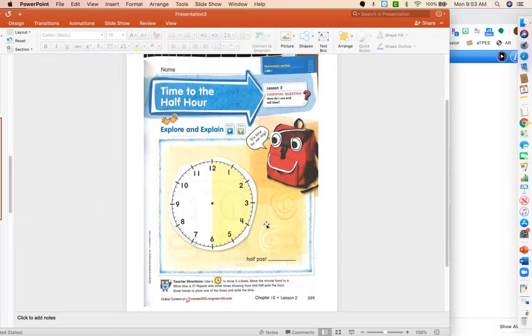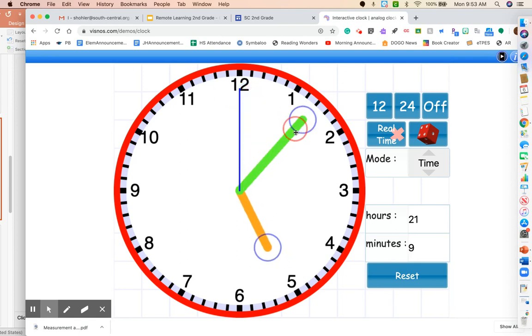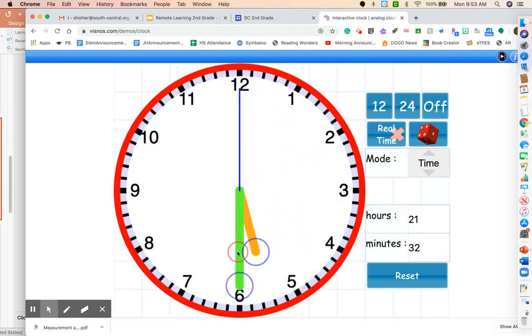Do you notice something when you're looking at your book on page 599? Do you notice that half of this... I sometimes pretend things are food because I like to eat pizza. So this looks like a big old piece of pizza for me. And so if I cut it right down the middle and my minute hand goes halfway around, this is going to be called half past. So look again what my hand did here. It went from 5 o'clock all the way down to half past. So it's half past 5.